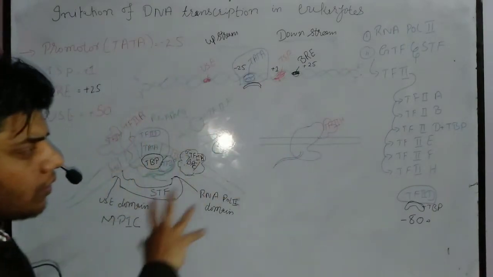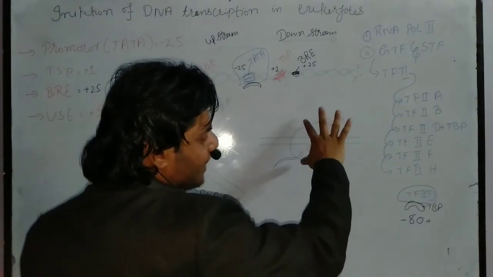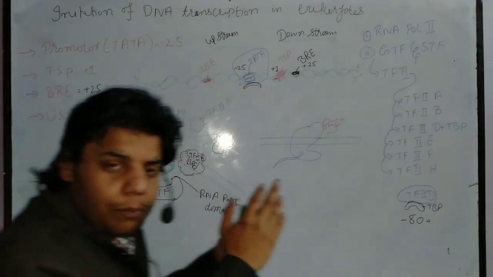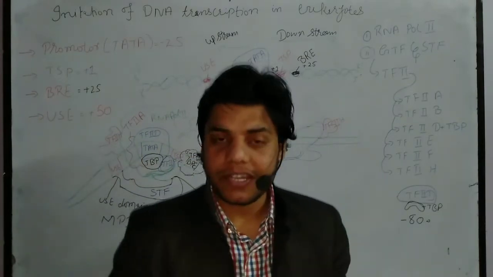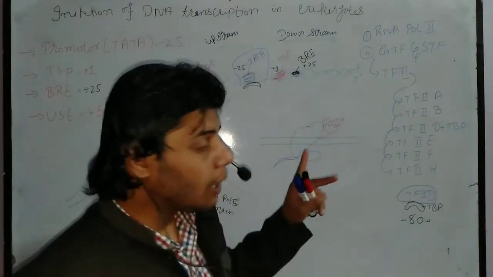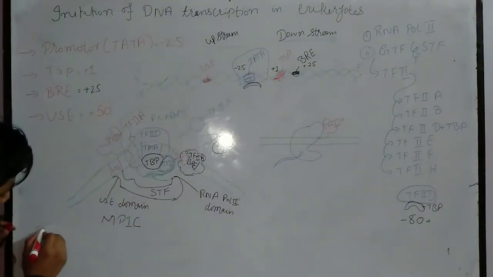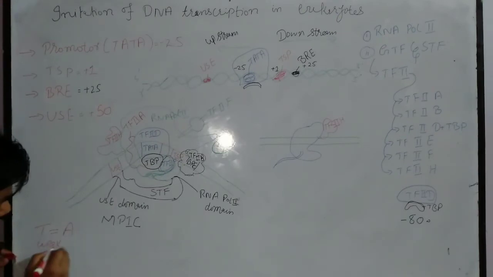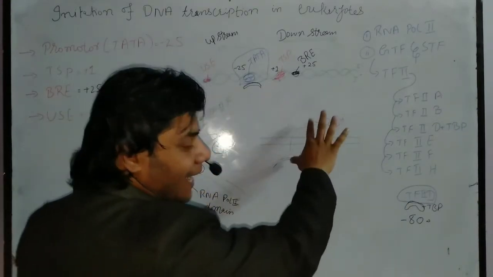Now once all the factors are released from here, what happens? The DNA starts to melt, because the TATA box is present here, meaning TATA sequences and their complementary sequences are present. All of you better note that the bond between them, for example thymine and adenine, is a very weak bond, a double hydrogen bond. So definitely the DNA will start melting at that position.